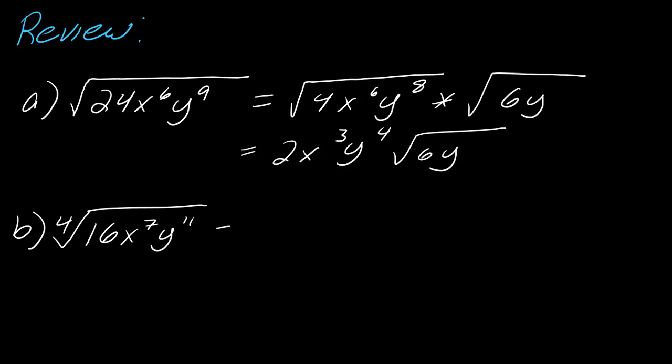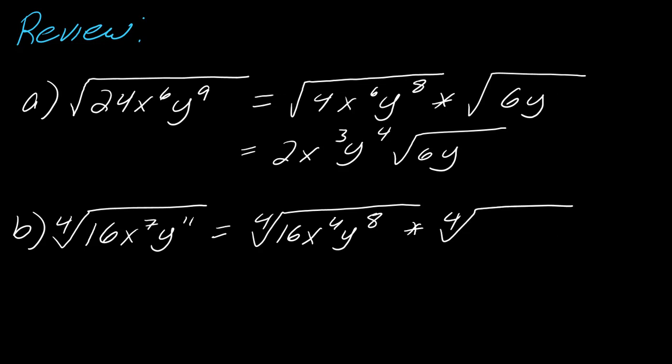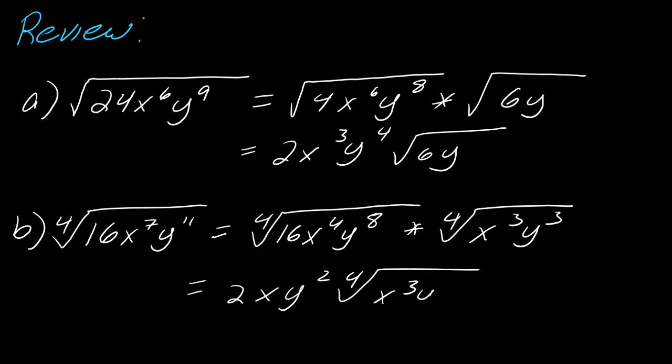And then for this other one, the 4th root of 16, I can actually simplify just that as is. And then I can also simplify x to the 4th and y to the 8th, but what I cannot simplify will be the 4th root of x to the 3rd, y to the 3rd. So this will ultimately equal 2x y squared times the 4th root of x cubed y cubed.